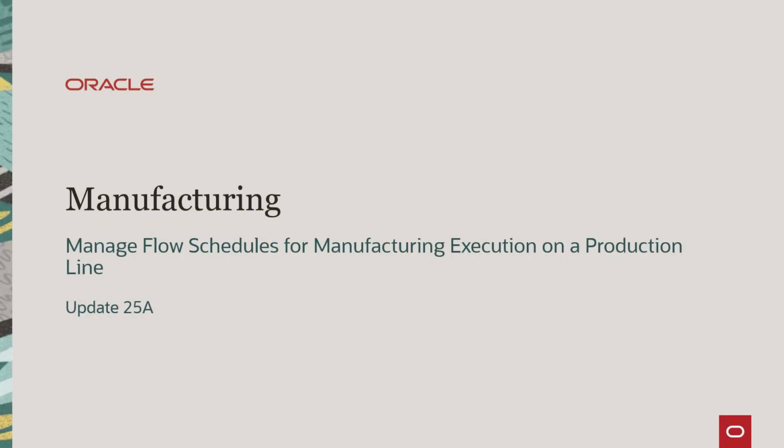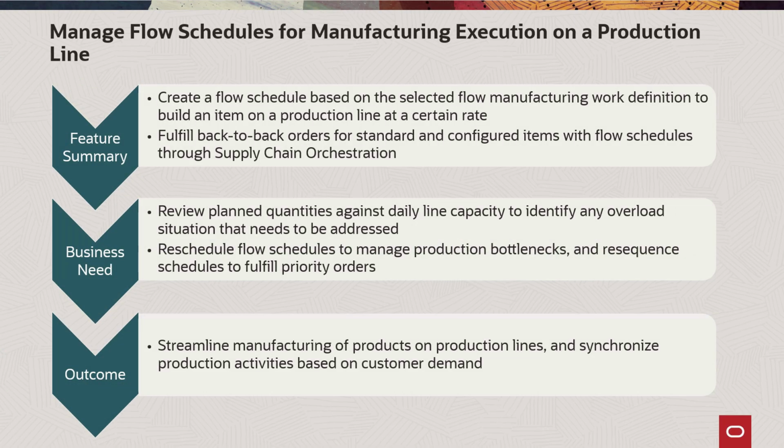Welcome to the demo of the 25A feature, Manage Flow Schedules for Manufacturing Execution on a Production Line, in Oracle Fusion Cloud Manufacturing. Flow manufacturing is a method of manufacturing characterized by running a continuous production of similar products, often single-piece flow, on a production line at a steady rate, to align with customer demand.